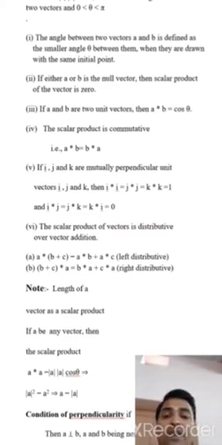Okay, now the scalar product is commutative. The scalar product is commutative, that is, A·B equals B·A. Now the fifth point: if i, j and k are mutually perpendicular unit vectors, then i·i equals j·j equals k·k equals 1. But i·j equals j·k equals k·i equals 0.